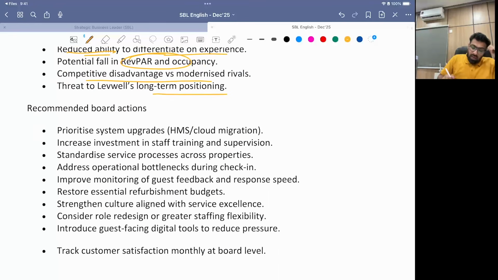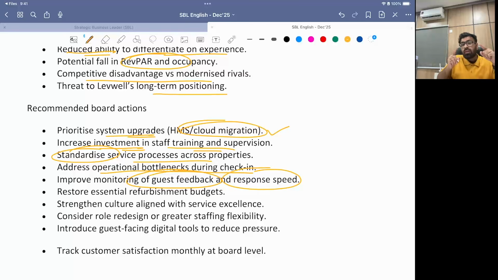Long-term positioning. Now, system upgrades. Guys, please, this is the first thing you have to do, HMS and cloud migration, and you can connect with the previous exhibits as highlighted in those exhibits. Increase investment in staff training. Despite your staff leaving, train them. Standardize your services. Address operational bottlenecks. Improve monitoring of guest feedback and response speed.